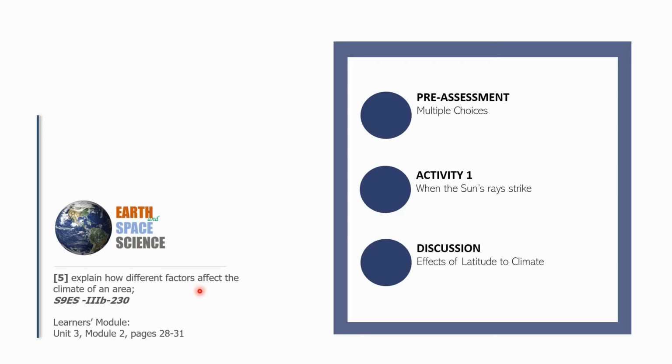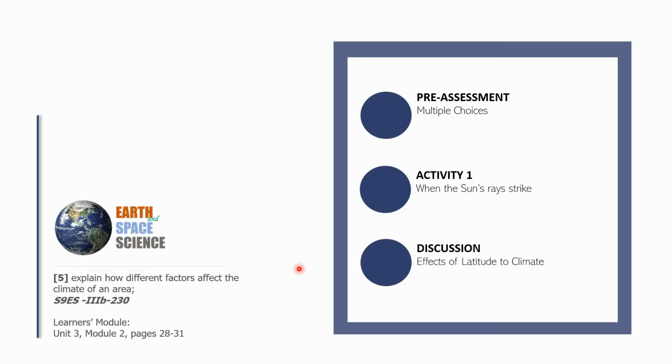The learning competency that we are developing here is learning competency number 5, which is explaining how different factors affect the climate of an area, which is S9ES-IIIb-30. I just didn't edit it properly. Also, in our learner's module, you can follow through with it. It's in Unit 3, Module 2, pages 20 to 31.